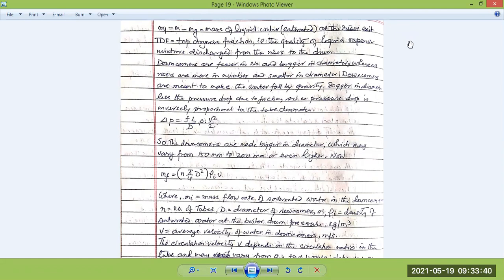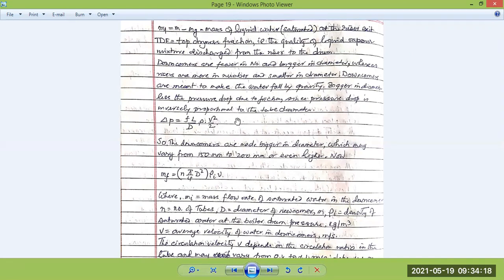The quality of the liquid vapor mixture discharged from the riser to the drum depends on this. The top dryness fraction is given by this formula. Downcomers are fewer in number and bigger in diameter, whereas risers are more in number and smaller in diameter, because downcomers are made to let the water fall by gravity. So its size is increased so that more liquid water comes down, thus forcing the natural circulation through the header itself.